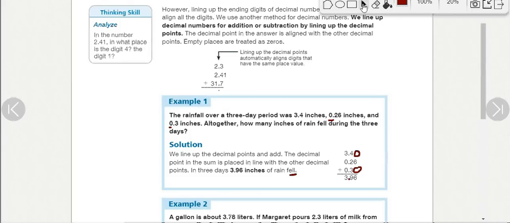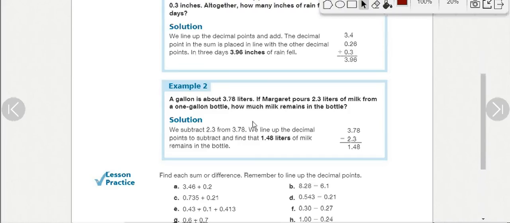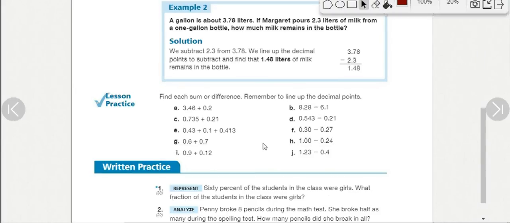Okay, one more. A gallon is about 3.78 liters. If Margaret pours 2.3 liters of milk from a 1-gallon bottle, how much milk remains in the bottle? We need to subtract 2 and 3/10 from 3 and 78 hundredths liters. We line up the decimal points and subtract, keeping in mind this is just a 0. They're not even making us borrow right now. So why don't you pick 5 from the group and show me what you got?